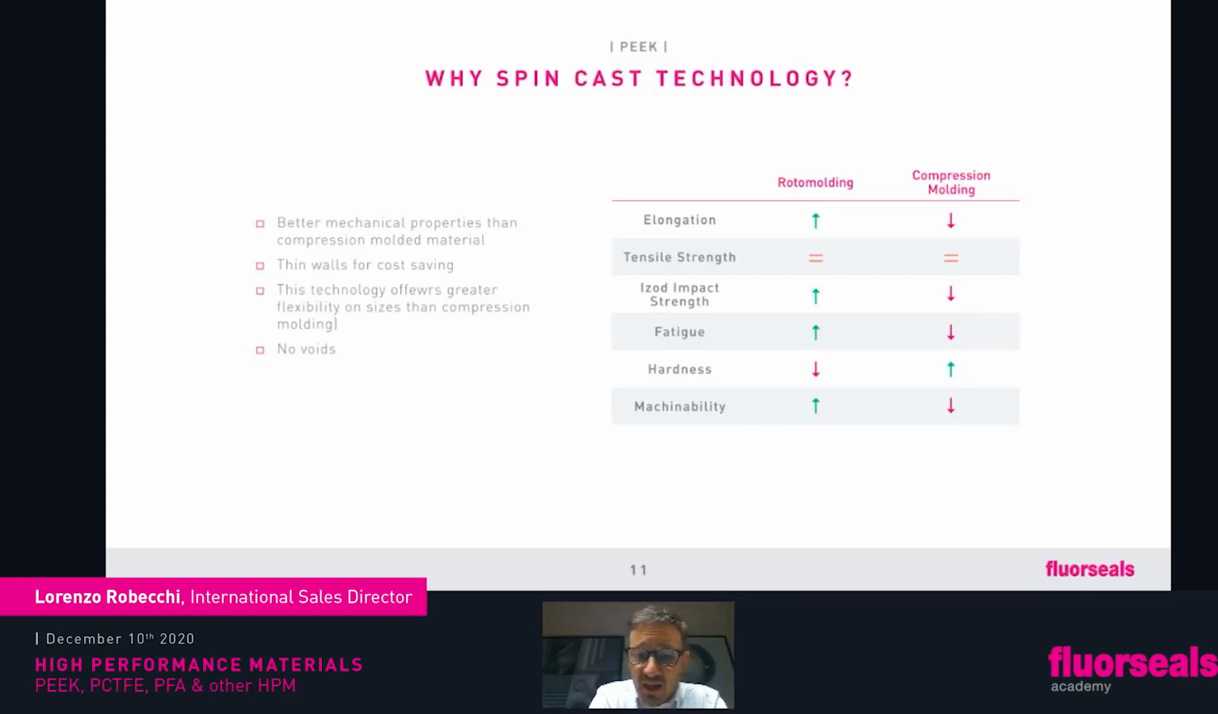Commercially speaking as well, rotomolding is a flexible technology. You can change a wall thickness without the need of a new mold. Up to a point, because that's maybe the drawback of spin cast. The wall thickness should not be too thick. What do we mean by too thick? It depends. Anyway, above 25 millimeters is almost impossible, at least for what we can do.